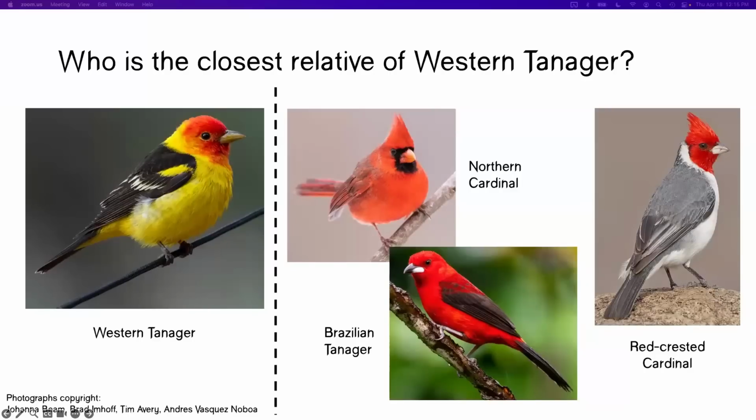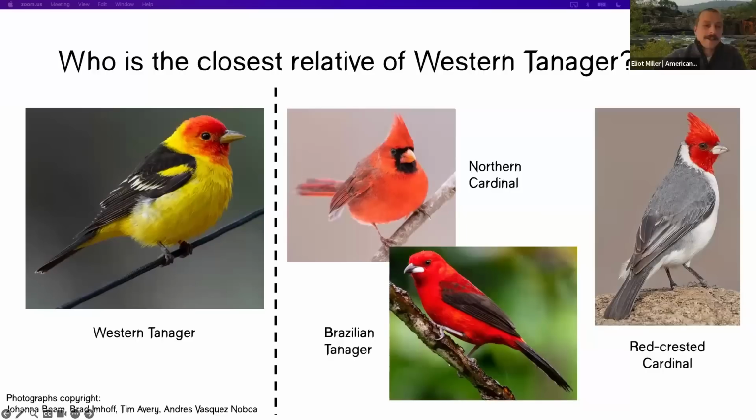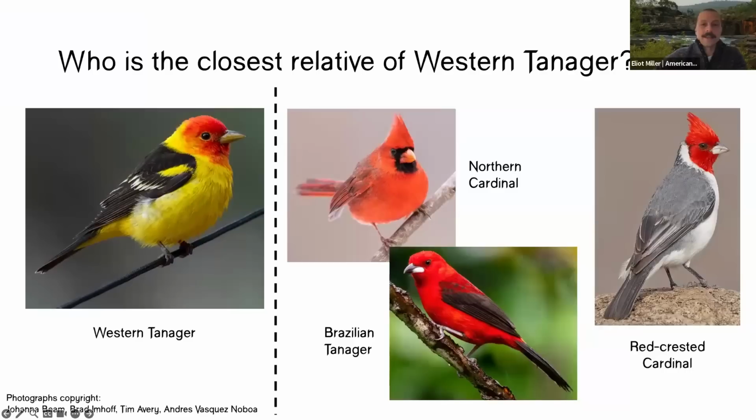The results show 51% for Brazilian tanager, 27% for red-crested cardinal, and 23% for northern cardinal. All right. Yeah, this is another trick question for you. Many folks presumably selected Brazilian tanager because it's got the same name, tanager, in it. But actually what we now know is that we might as well start calling these things Western parangas.